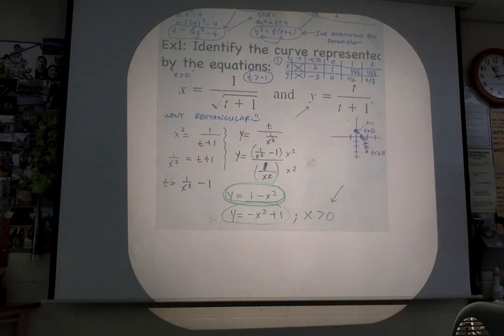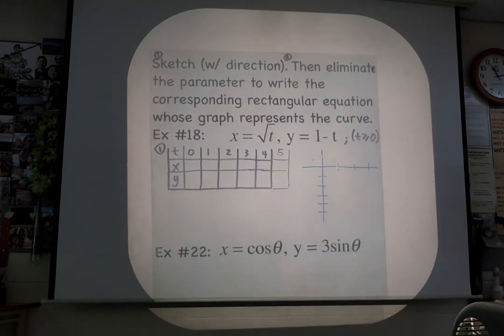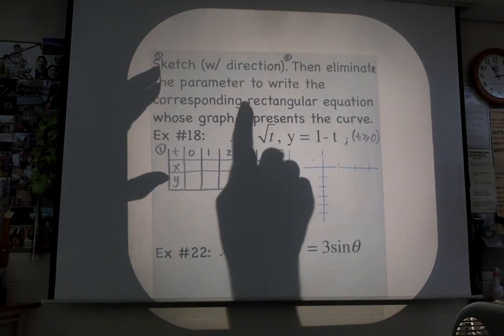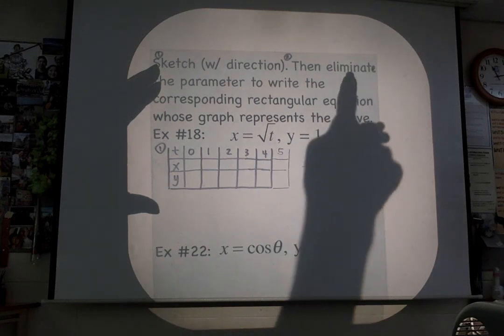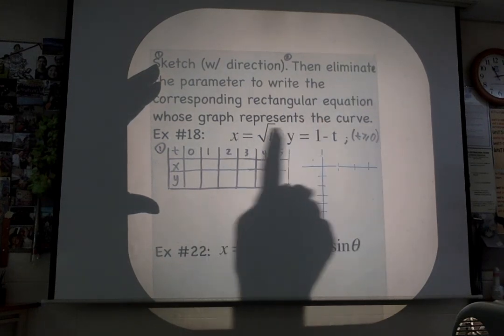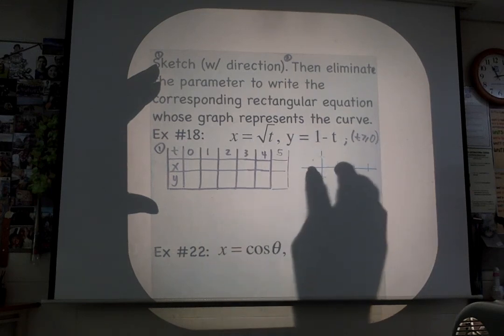Okay? All right. I think just take it slow. And on the next video, I'm going to show you this guy here. Sketch with direction, then eliminate the parameter. So same thing, what we've been doing. We first sketch it, and then I want you to eliminate the parameter, and then make sure you solve this to match this guy here.